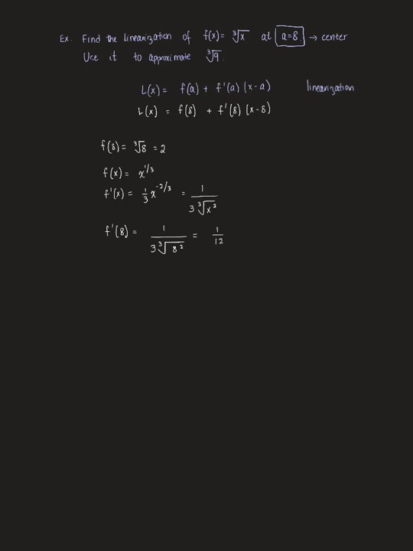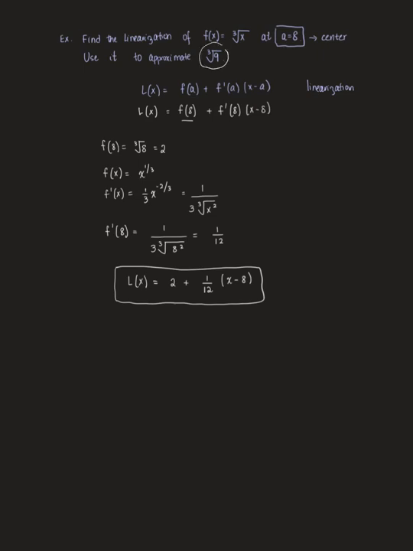Okay, we're ready to write the linearization. The linearization will be f of 8, which was 2, plus the derivative, 1/12, times x minus 8. This is telling us that for any x value that I want to use, as long as it's close to 8, this will be a decent approximation for that function value. But it must be close to 8, because the farther away we get from 8... All right, so let's use it to approximate the cube root of 9.